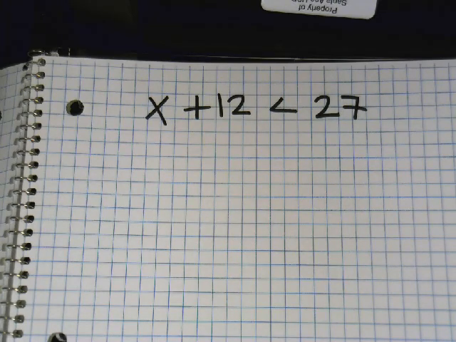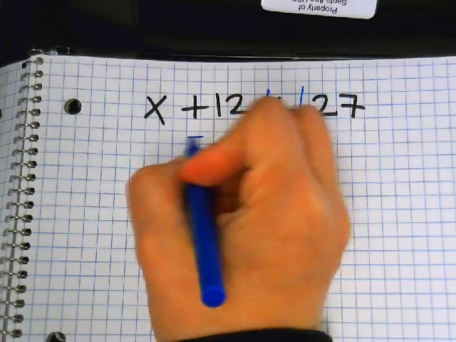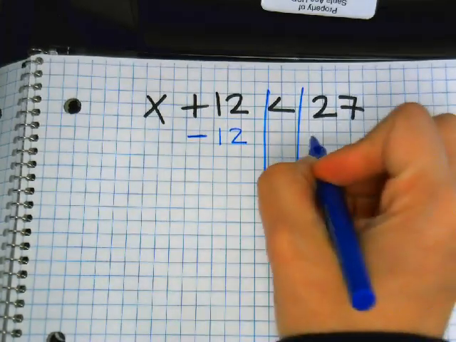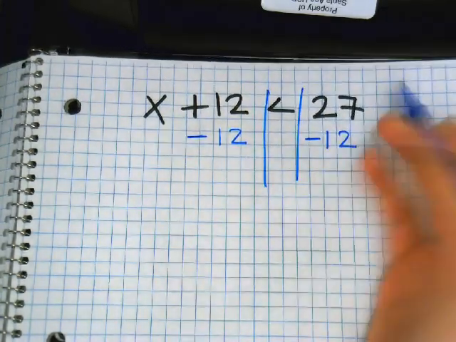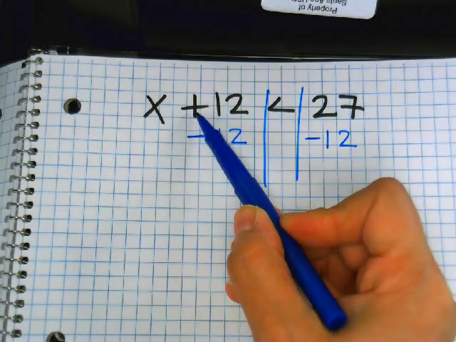What is the opposite of plus 12? Subtract. So it says plus 12, so we're going to do minus 12 minus 12. You have to do the opposite operation. So if it says plus, you're going to minus.